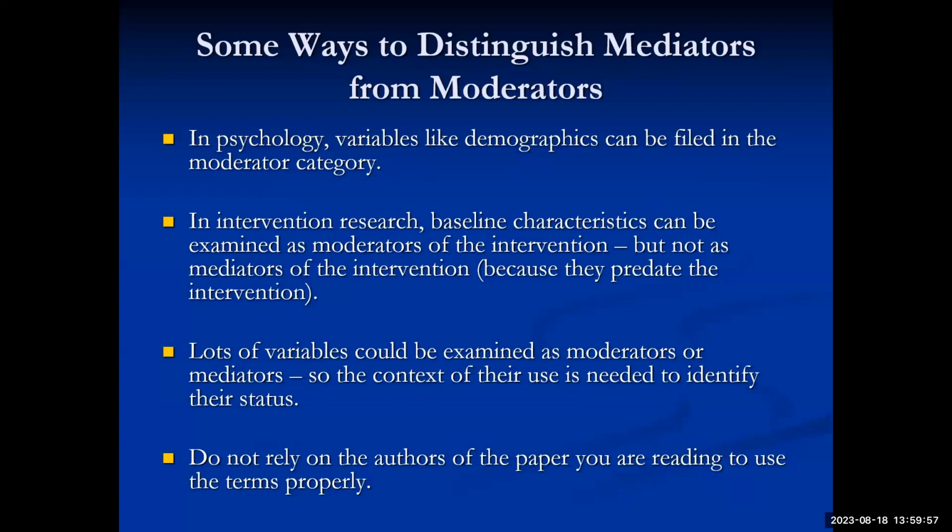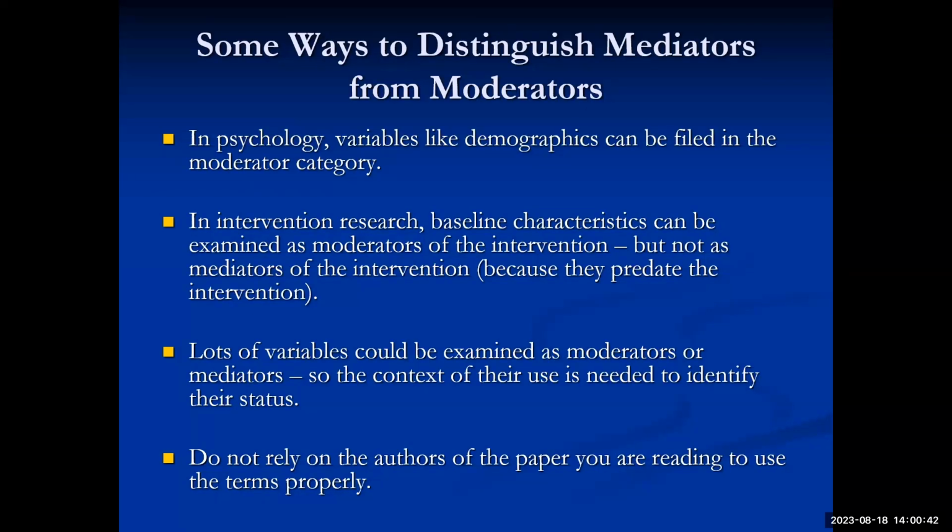A few ways to distinguish between mediators and moderators. In psychology, variables like demographic characteristics can be filed neatly in the moderator category. In intervention research, baseline characteristics can be examined as moderators of the intervention, but not examined as mediators of the intervention. This is because baseline characteristics predate the intervention, and that violates the temporal precedence assumption of the causal chain. Lots of variables, however, could be examined as either moderators or mediators. So the context of their use is needed to identify their status. And obviously, this is where things get a little tricky.